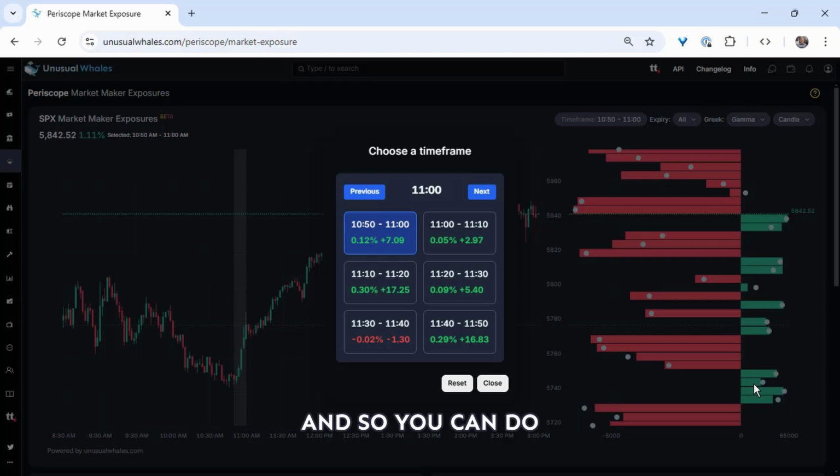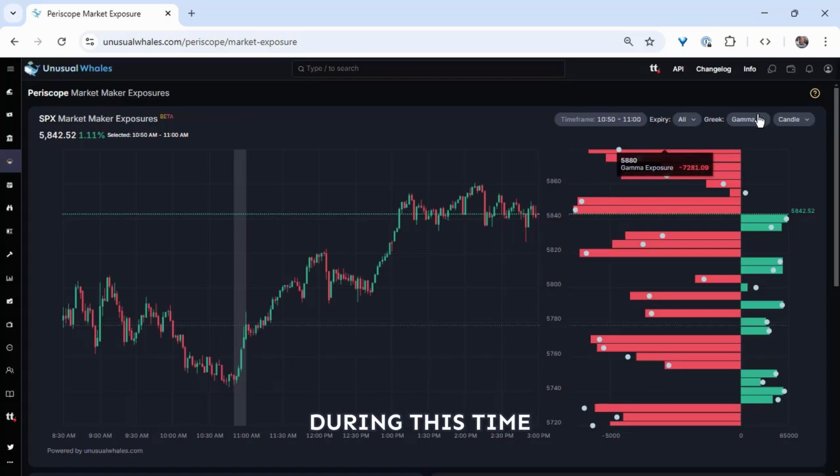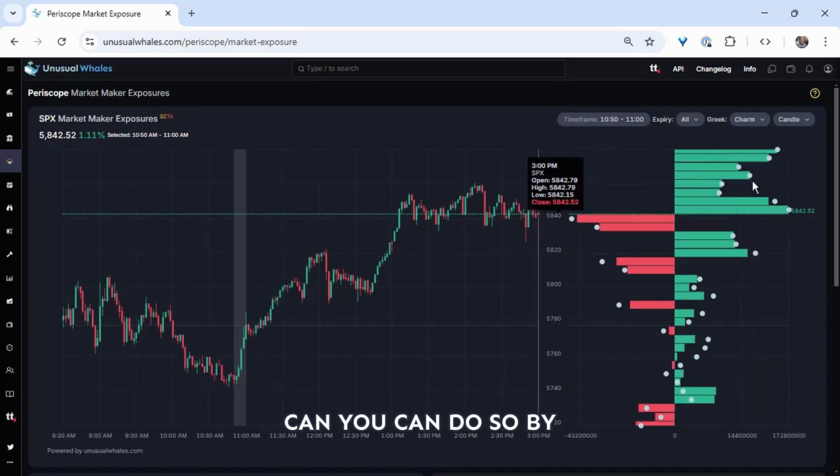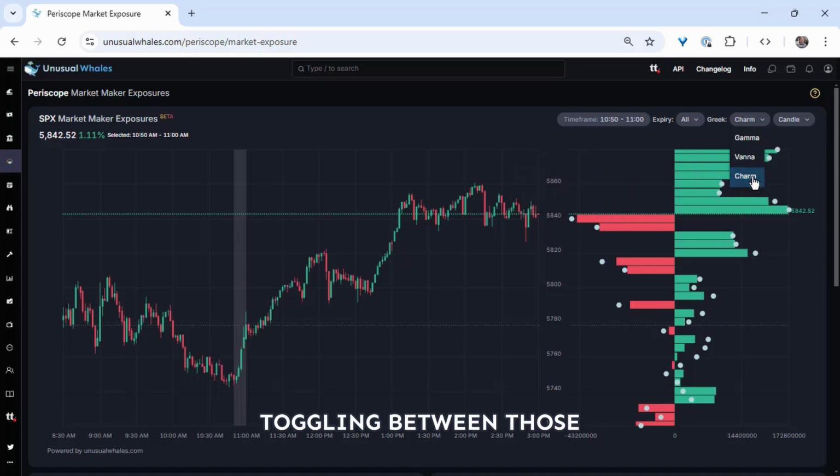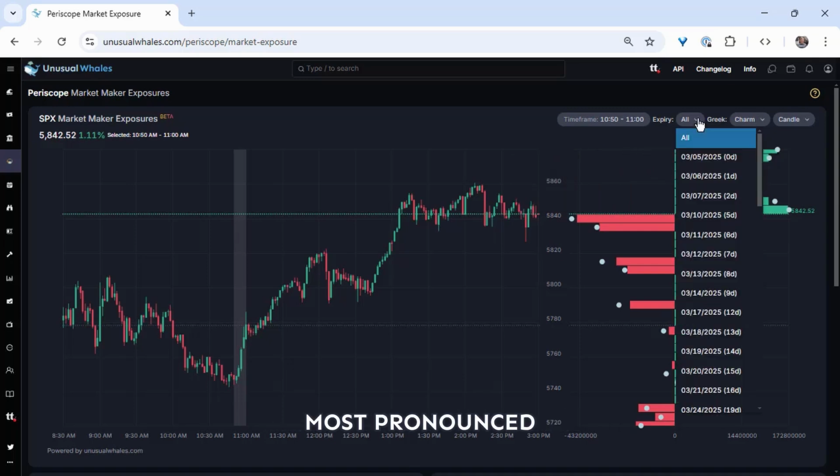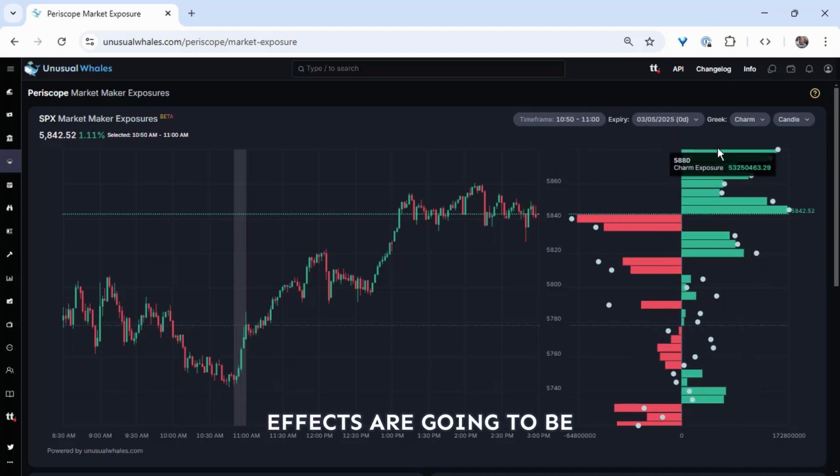And so you can do a similar analysis by looking at different Greeks during this time. If you want to look at charm or vanna, you can do so by toggling between those. And if you want to see where the most pronounced gamma and charm effects are going to be, you can click on the 0 day, because these contracts are going to expire today, so they're going to have the most pronounced charm and gamma effects.